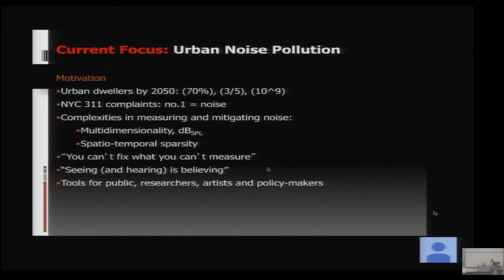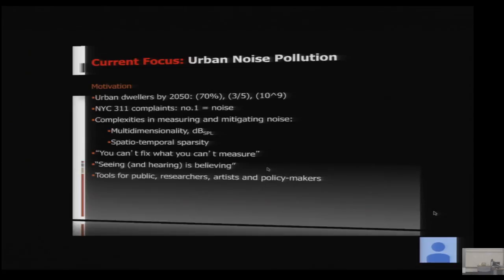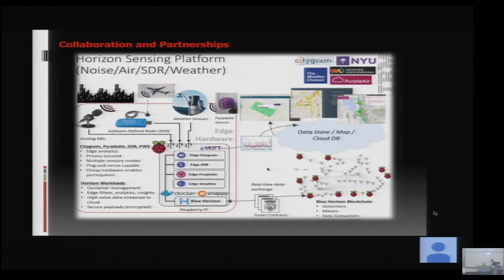and it's spatiotemporally very rich and omnipresent. So we want to scale the network so that we have as many nodes or sensors as possible, and hence the community involvement strategy. So our project right now is guided by this idea that you can't fix what you can't measure. That's our sensor network. Seeing and hearing is believing, which is our interface. And we want to provide tools for the public, researchers, artists, and policymakers to try to mitigate noise in these urban environments.